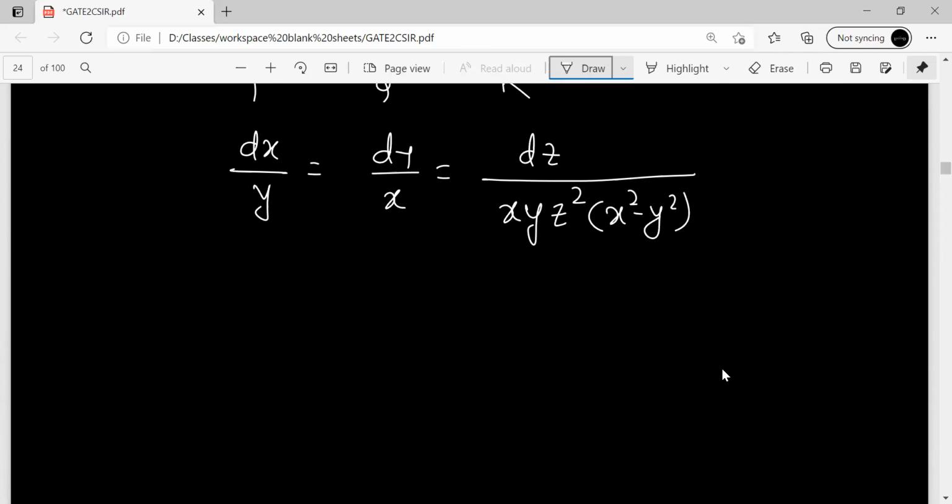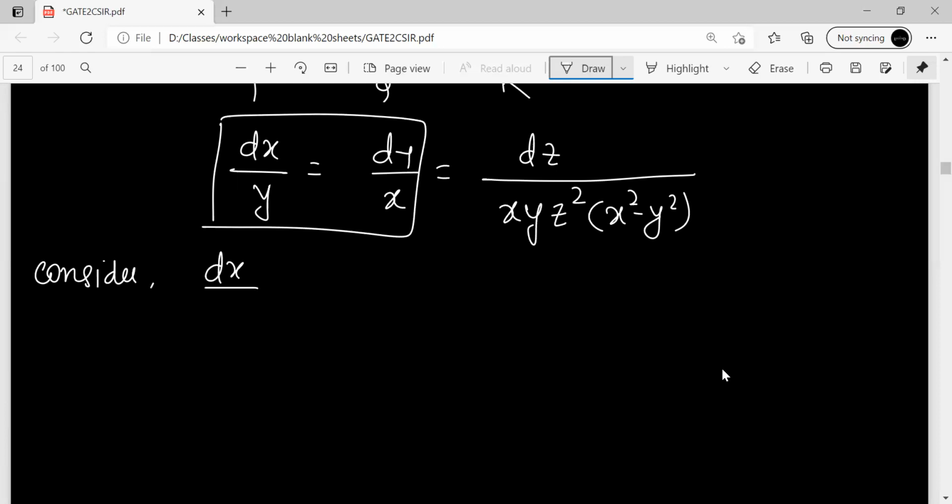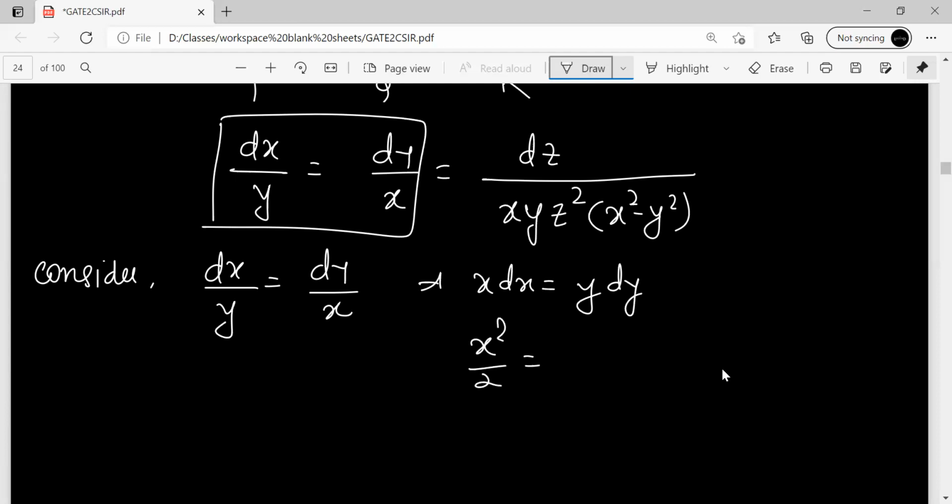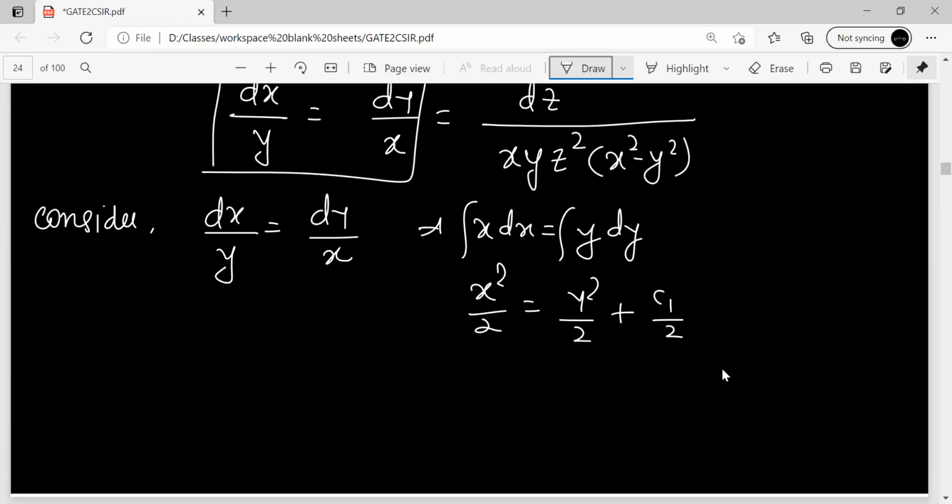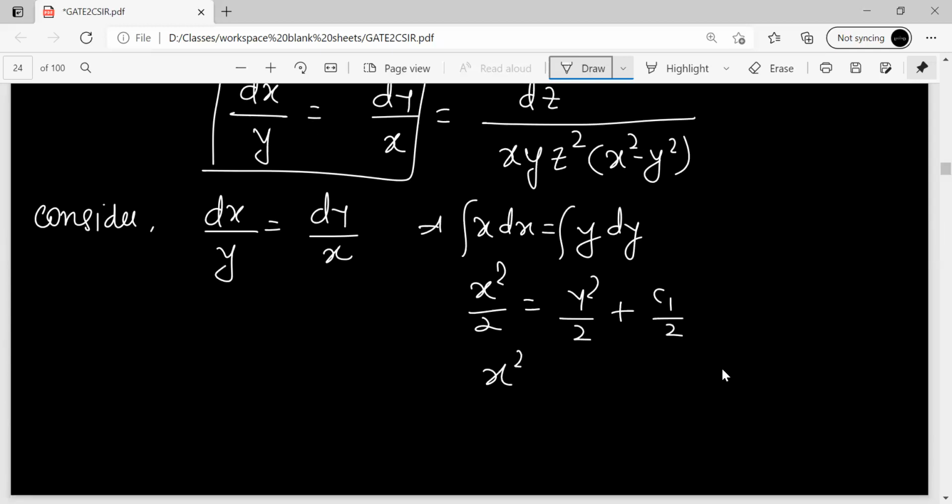Let's see. So consider the first part. So consider dx upon y equal to dy over x. So x dx will be equal to y dy. So it's simply x square over 2 equal to y square over 2 plus c1 over 2. If I integrate, I'll get this, and then this 2 will be gone. So simply it will be x square minus y square equal to c1. That I was waiting for because here they want the same thing.